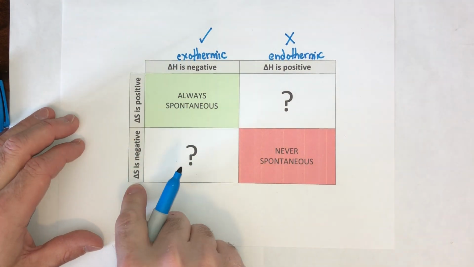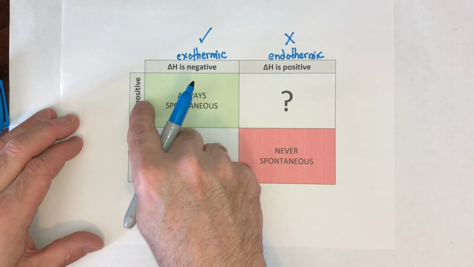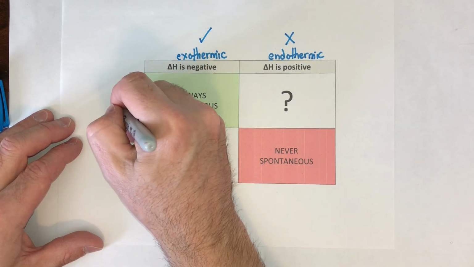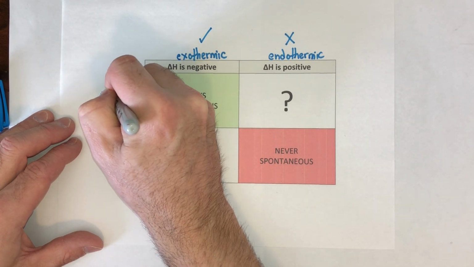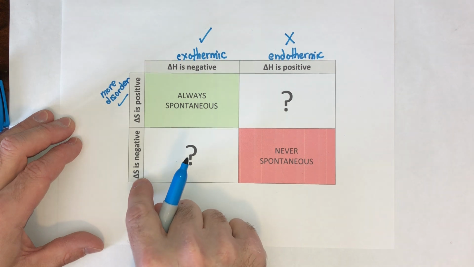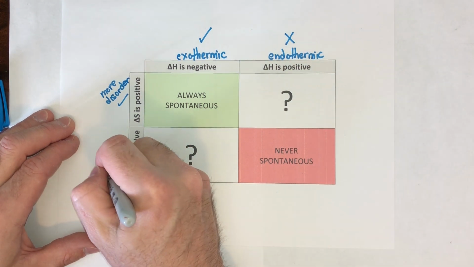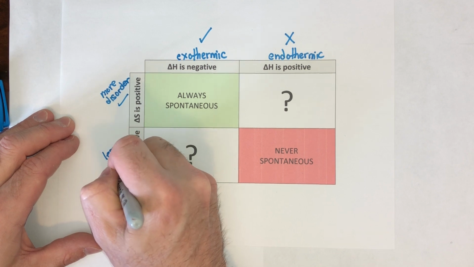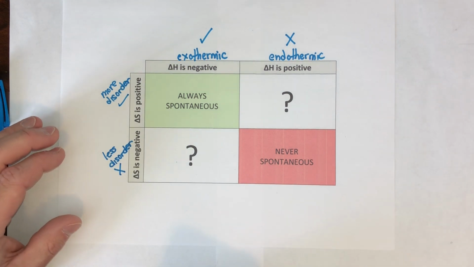Now down this side here, I'm talking about the entropy change. We said if your delta S is positive, that means more disorder. That means you're good, right? This here would be more disorder. We said though, if your entropy change is negative, that means you have less disorder. So this one here is less disorder. And we said that's not good.